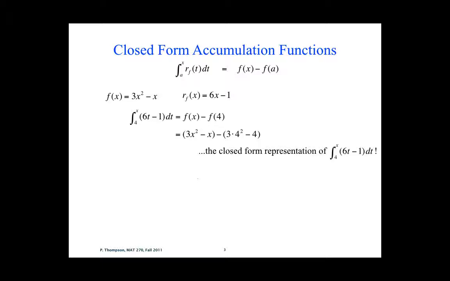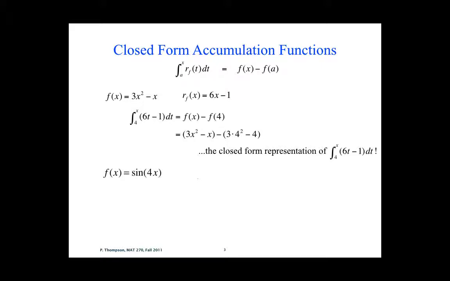So this expression, 3x squared minus x minus 44, is a closed form representation, or means the same thing as this integral expression here. And we know that because, well, I know that this is the rate of change function for f of x, 3x squared minus x. Its derivative, its rate of change function, is 6x minus 1. So going the other way around, if I'm trying to figure out accumulation with this rate function, I know I can use this function f of x to help me do that.